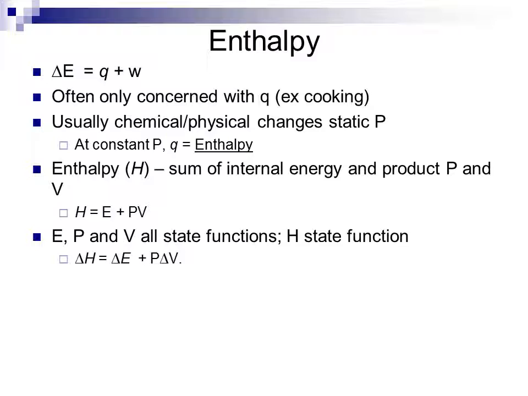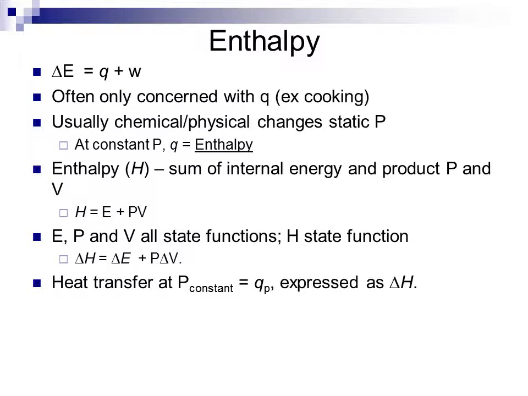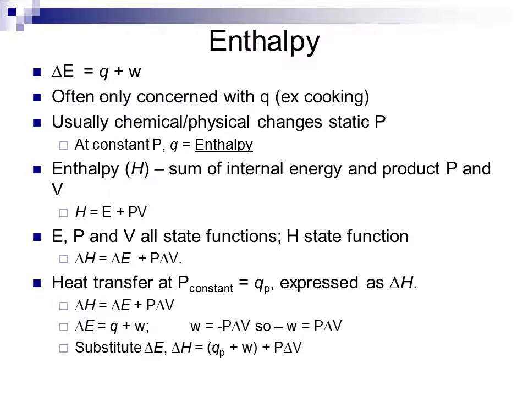Change in this state function, then, change in enthalpy, is equal to the change in internal energy plus pressure times the change in volume. Heat transfer that occurs at constant pressure is referred to as Q sub P, and this is expressed as our change in enthalpy. So our change in enthalpy is equal to change in internal energy plus P delta V. If delta E, the change in internal energy, is Q plus W, and we know that W is negative P delta V, we can rearrange the negative sign such that negative W is P delta V.